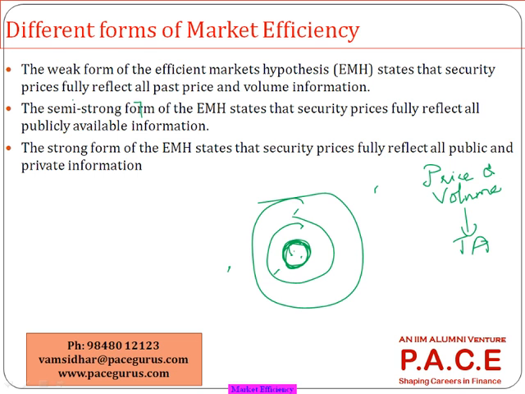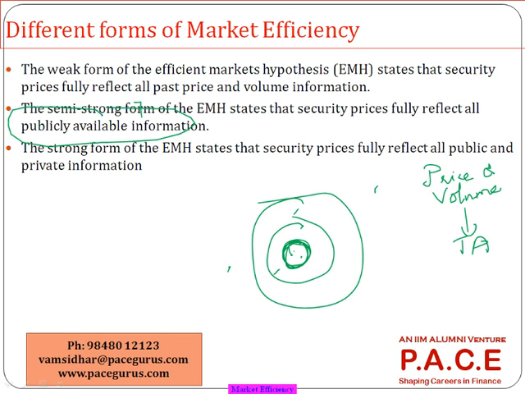All the publicly available information is reflected in the stock price. What is the publicly available information? Probably the financial statements, any news about the company. They are all publicly available information. The website of the company, whatever is given on the website of the company, that entire thing is publicly available information.